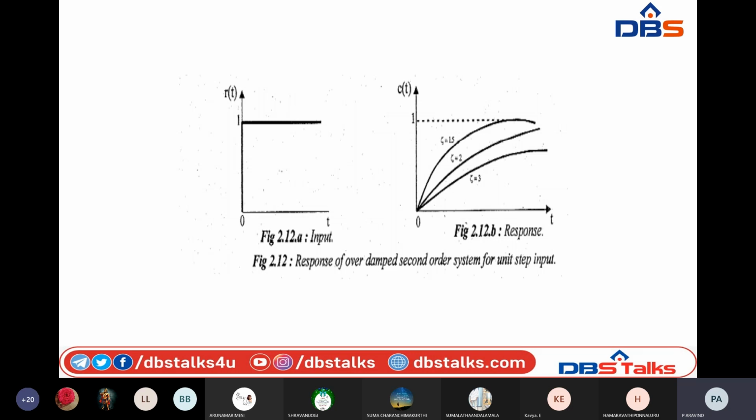But see here, we have the response, that is figure 2.12b. This figure indicates that for different zeta values, this is the response in time for the overdamped second order system. In this figure, it takes a long time for the response to reach the final steady state value.